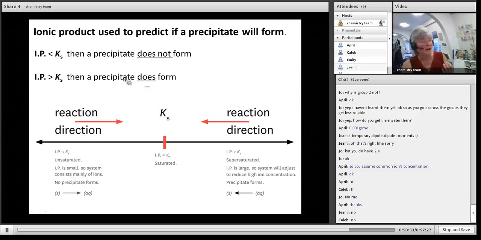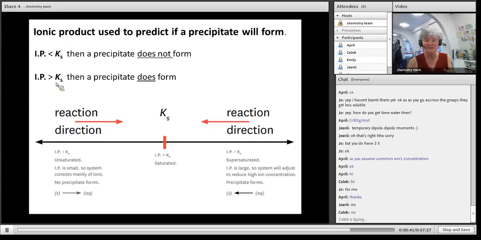Okay, if my IP is bigger, so it means when I've added my two solutions together, if I've got a bigger concentration of my ions, then they're going to collide with each other, precipitate out until that equilibrium point is reached. So when my IP has reached my Ks, it's a saturated solution. If my IP is smaller than my Ks, then it's unsaturated. I hope this is clear enough to see if it's too small or not. So if my IP is small, then no precipitate forms. In fact, more solid, if I have any, is going to keep on dissolving.